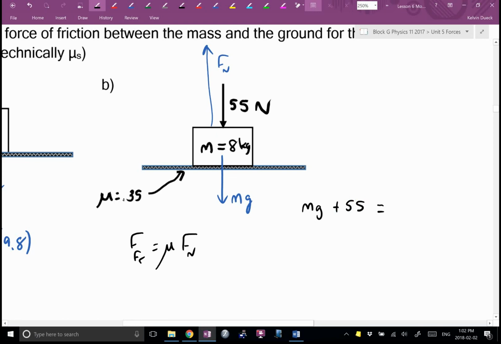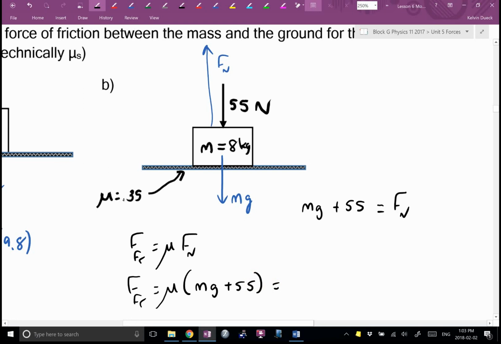What's everything up in my free body diagram? Tristan, friction is what times what? Mu times the? I don't know the normal force. Oh, but look. I know some other stuff that's the same size as the normal force. What can I replace the Fn with? Not mg, but mg plus 55. That's the key. See it? Is that okay? So, how big is friction here? It's going to be mu bracket mg plus 55.